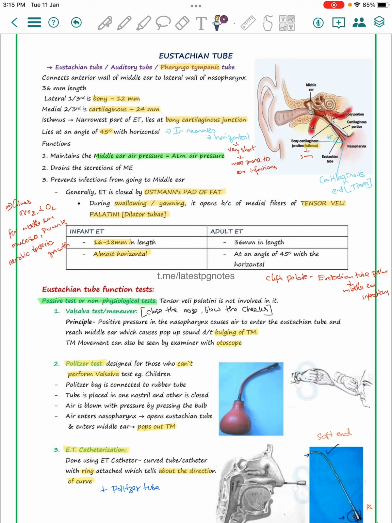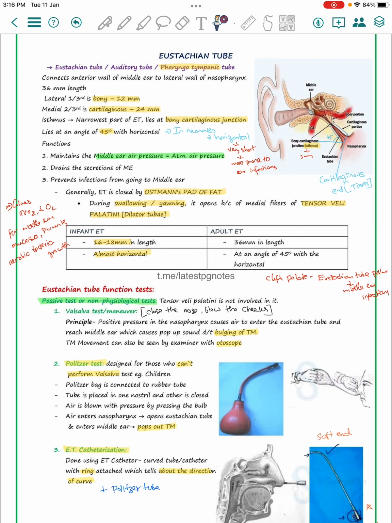This Eustachian tube is normally 36 mm in length, where the lateral one third, from the middle ear till the isthmus, this is the bony cartilaginous junction. This is the bony part, which is 12 mm in length, and the second part is the medial 2/3, which is cartilaginous, and it is 24 mm in length. The isthmus is the narrowest part of the Eustachian tube, and this junction is known as the bony cartilaginous junction, known as the isthmus. This Eustachian tube lies at an angle of 45 degrees. You can see this is at an angle of 45 degrees from the normal level.